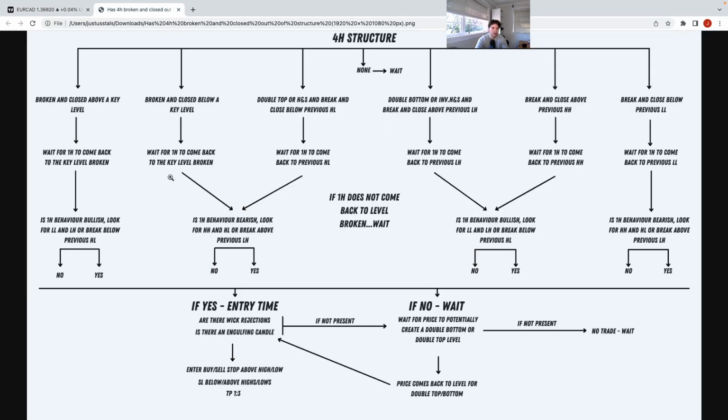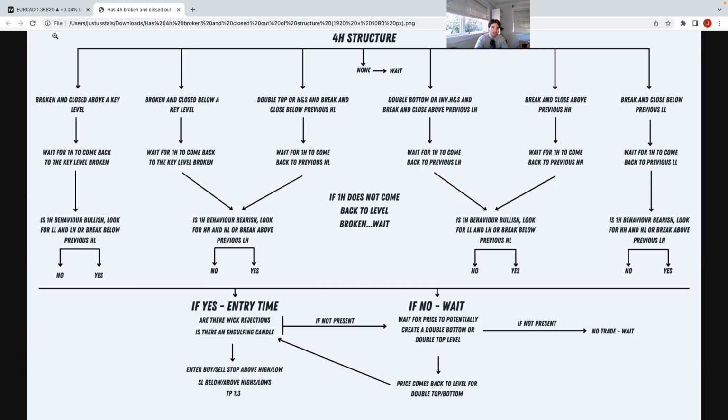So we say no, then we move to: if no, wait for price to potentially create a double bottom or a double top on the level. If not present, no trade. If present, then you move to the entry. I'll break all of this down for you.